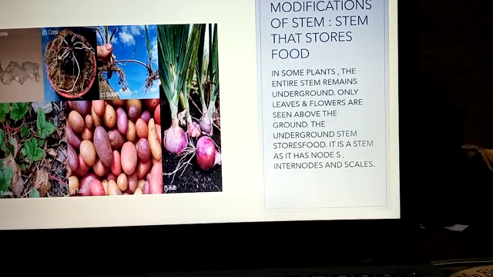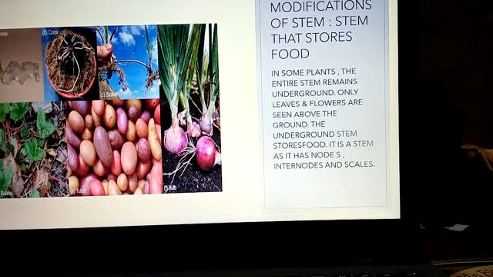Now, not only those functions, the stem also performs some special functions. These special functions are called modifications. So, modifications of the stem. The first one is the stem that stores food.